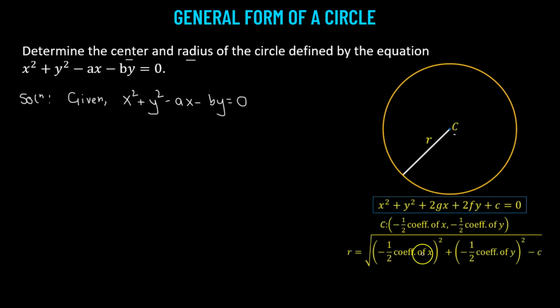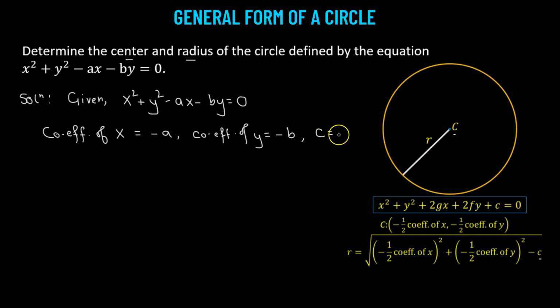Finding the radius is also pretty straightforward. All you have to do is take the square root, and underneath the square root, first take the square of -1/2 times the coefficient of x, then add it to the square of -1/2 times the coefficient of y, minus the constant term c. So coming back to our equation, we can extract some information: the coefficient of x is going to be -a. Then the coefficient of y is going to be -b, and then we have the constant term c, which is 0.